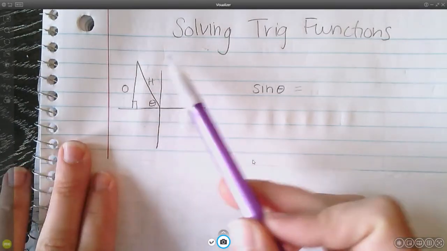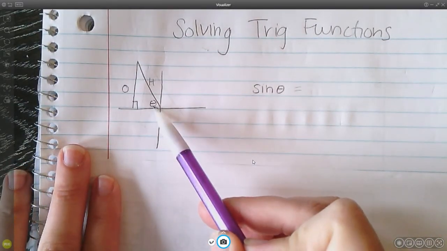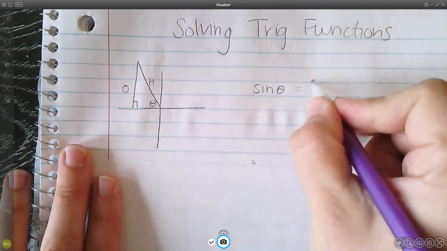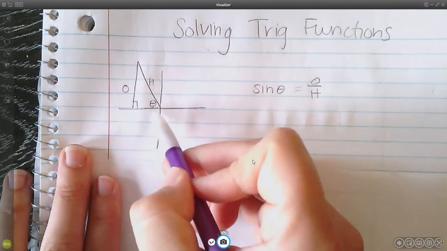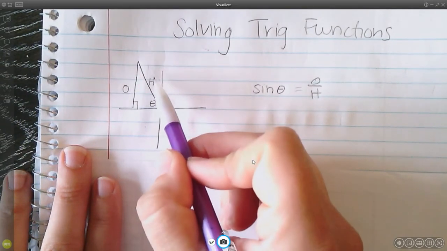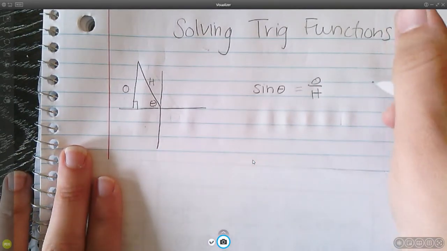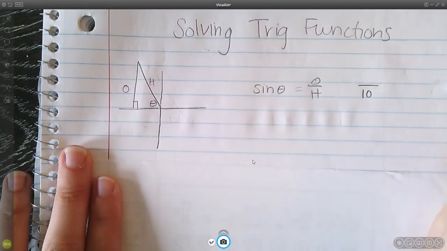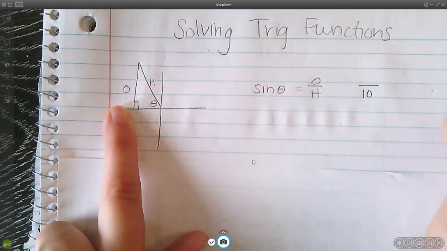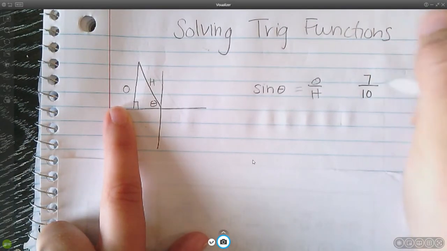Okay, so if you have this triangle, and we're trying to find sine of theta. So here's theta, which is your reference angle. Sine, remember, is just opposite over hypotenuse, so it's this side over this side. In a right triangle, don't forget your hypotenuse is always the longest side. So let's say your hypotenuse is 10. What could your opposite be? Well, it could be anything less than 10, so it could be 7.